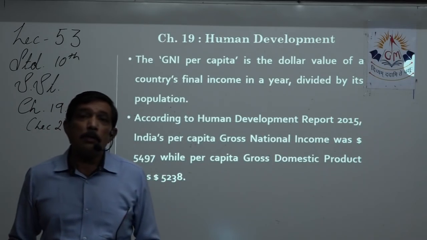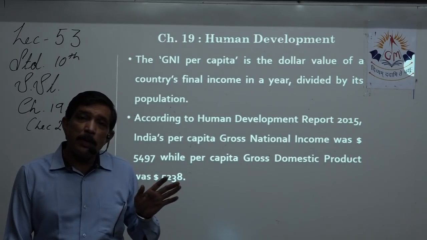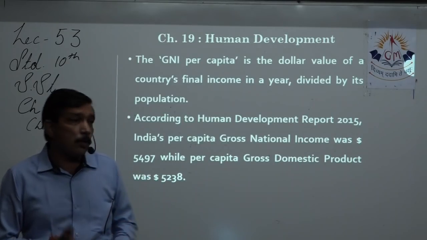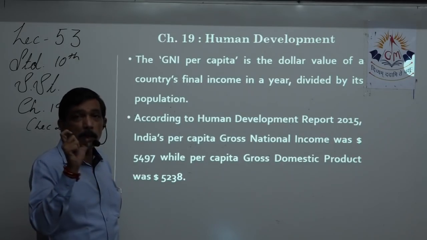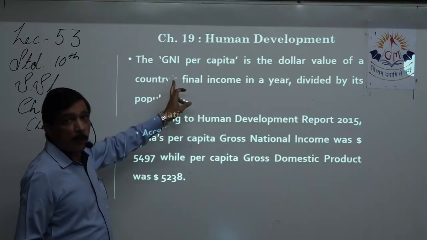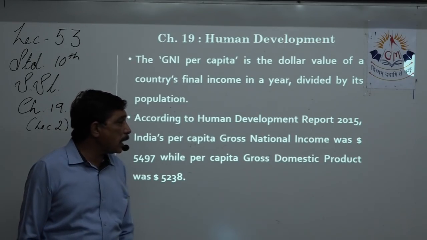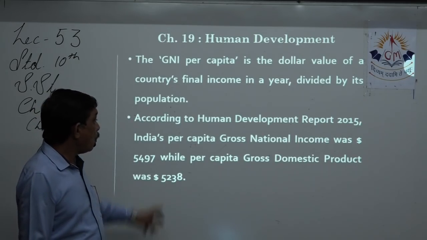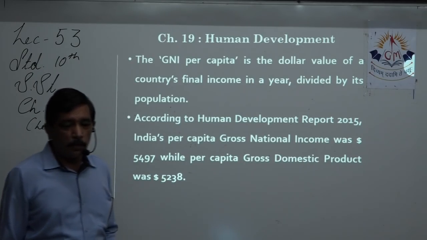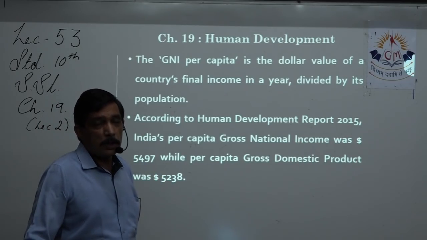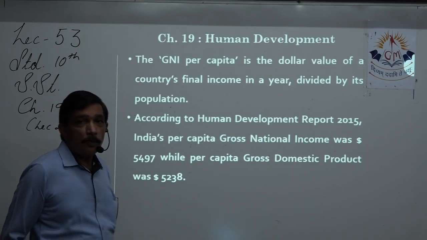Because all the countries have their own currency, it would become very difficult for a world ranking. So each and every country's currency is converted into dollars. The GNI per capita is converted into dollar value and then divided by the population. Whatever number we come to becomes the per capita income in dollars. According to Human Development 2015, India's per capita gross national income was $5,497, while per capita GDP in dollars was $5,238, according to the present value. If we consider $1 is 70 rupees, that is the gross national income per capita.